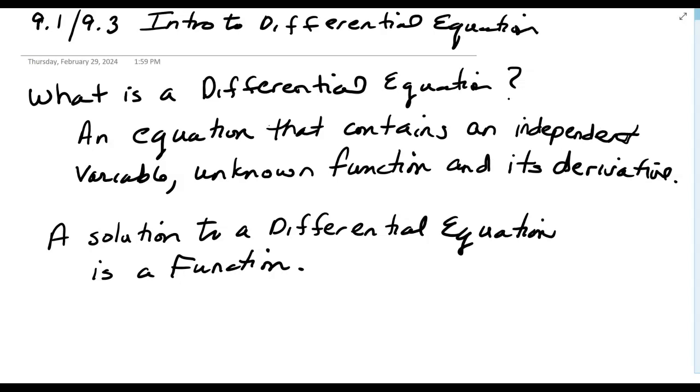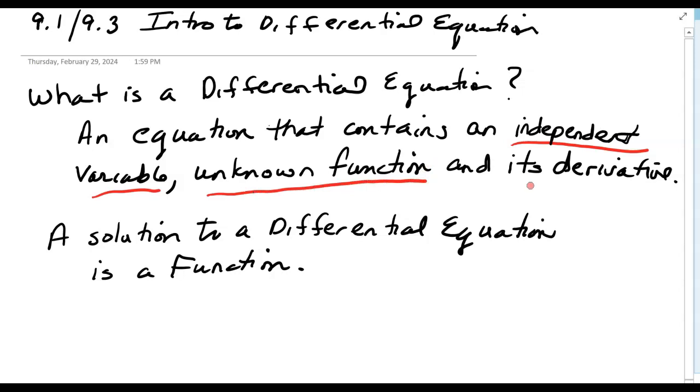So let's start with exactly what is a differential equation. Well, of course, you've been working with them, right? We've been getting derivatives since Calc 1. Basically, a differential equation is an equation that contains your independent variable, some function, and that function's derivative. Essentially, the derivative is within the equation. When we talk about a solution to a differential equation, the solution is the actual function.